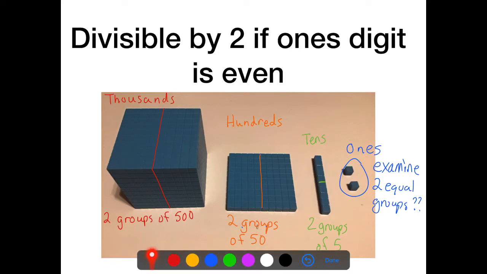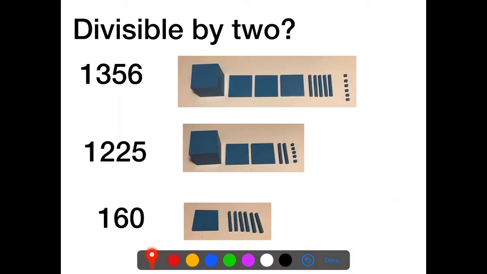We can ignore the thousands, hundreds, and tens place because each thousand can be 2 groups of 500, each hundred can be 2 groups of 50, each 10 can be 2 groups of 5, so we only consider the singles, the ones, and if we can break the ones into 2 equal groups, then the whole number is divisible by 2. Try these examples, pause your video, and then check back for the answers.